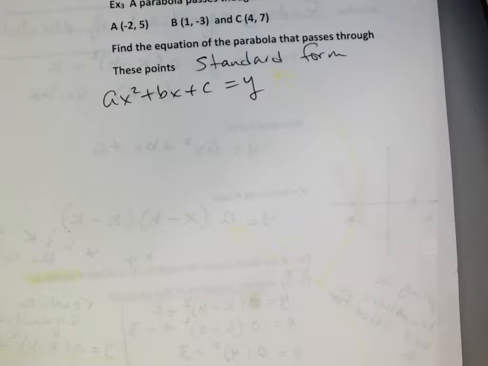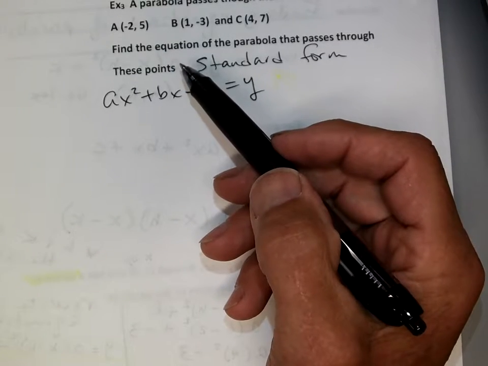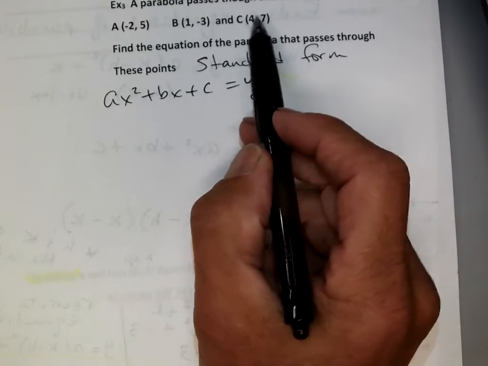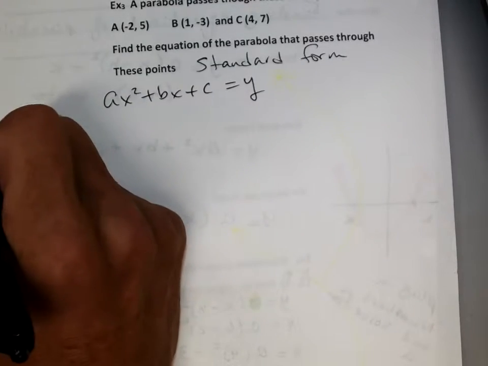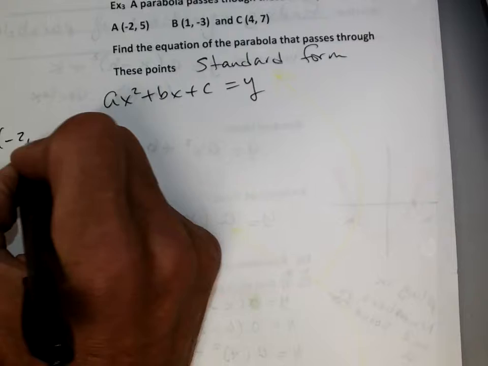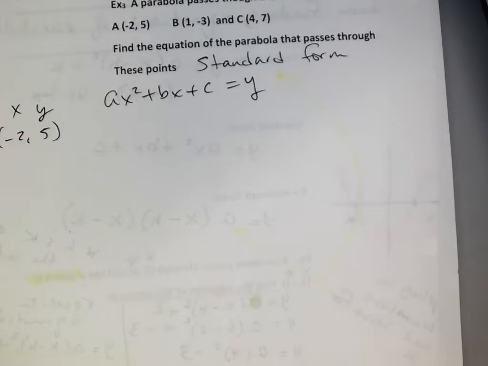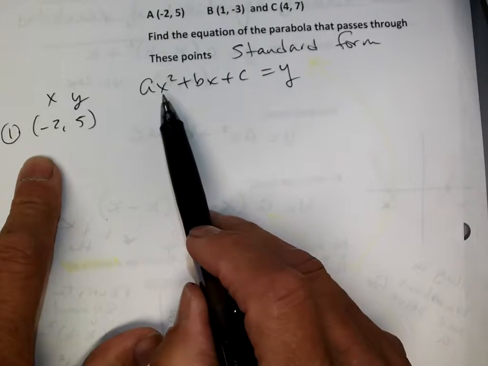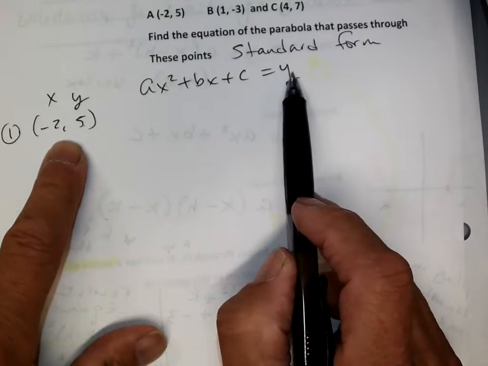Okay, here's what I'm going to do. Every point has an x and y value, right? But I've got 3 points. So I'm going to use all 3 points, 3 different times in this equation. So first of all, point 1, which is my negative 2, 5, has an x and a y value, right? So let's plug my negative 2 in for x for both spots. Now let's plug my 5 in for y. You okay with that?